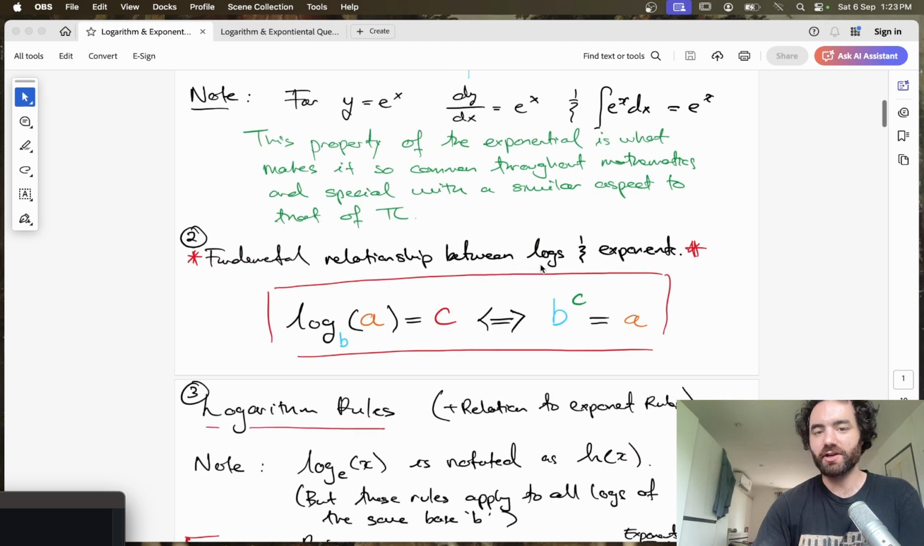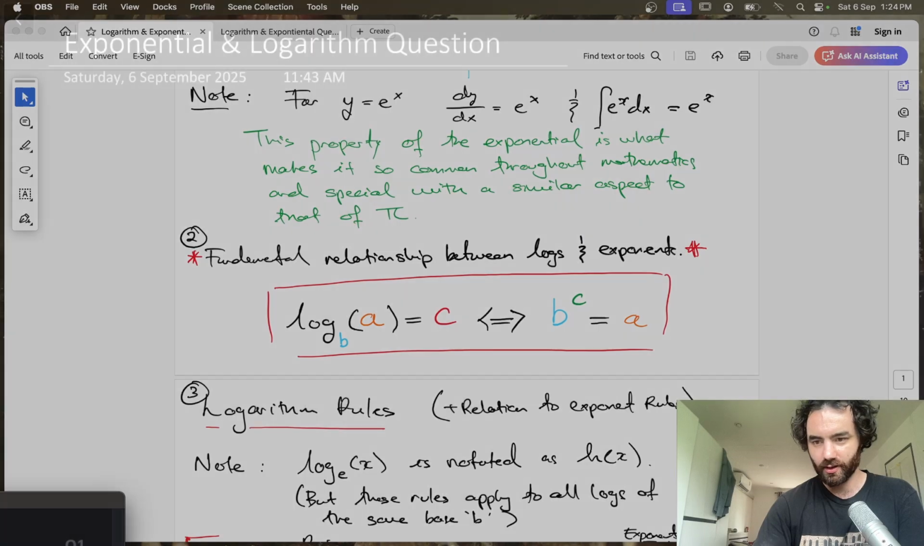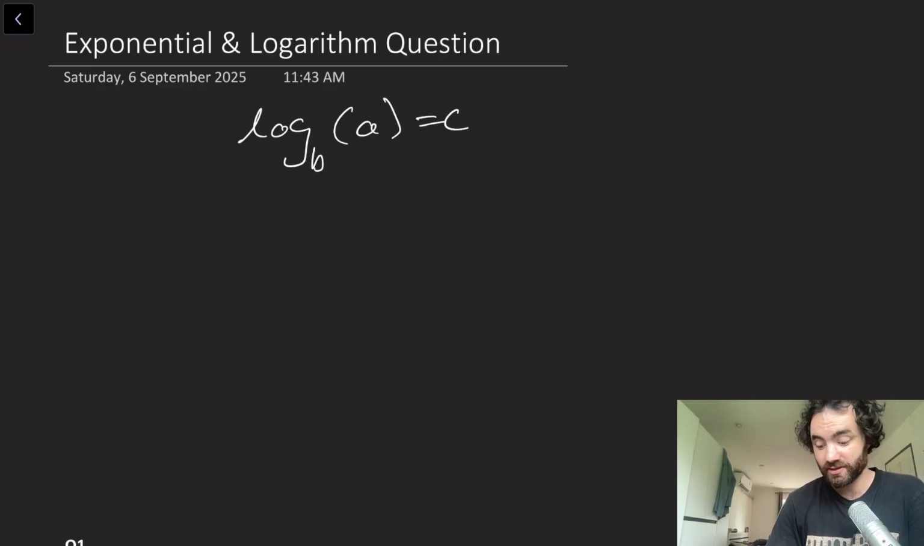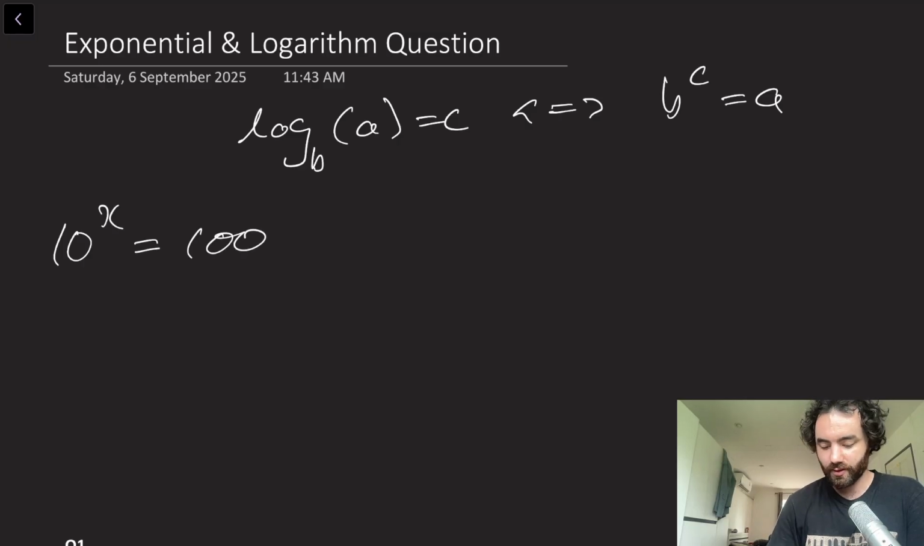The fundamental relationship between logs and exponents is this. I'll just go to my iPad. So this is your fundamental relationship, how they relate to each other. Logs are used to solve equations, let's say 10 to the x equals 100. That's very easy, right? Because you know that x will just be 2.